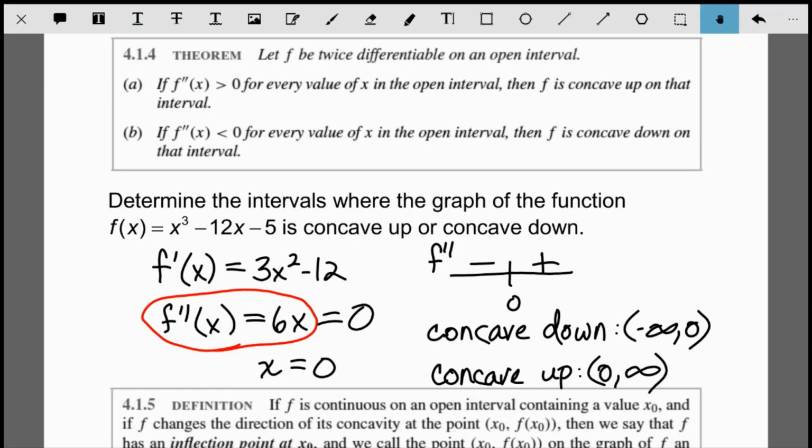I'm also showing you some really simple examples right now. Sometimes your derivatives are going to get a little messier, and you're going to have a little bit more algebraic work to do to get those critical points, but the main idea is always going to be the same.